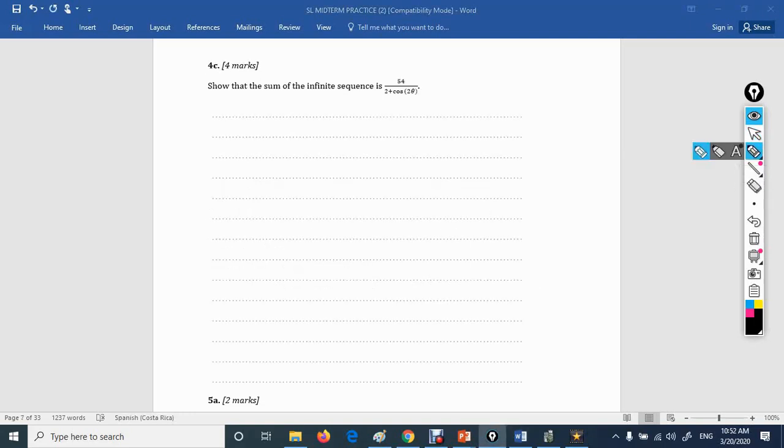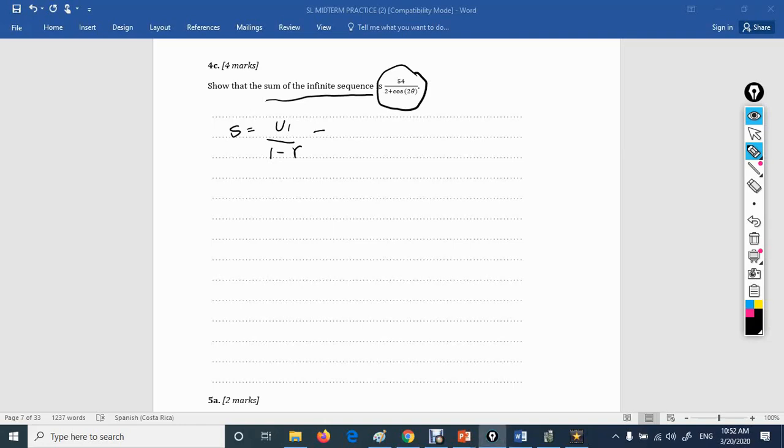So finally, we have this question from part 4c. And they ask us to show that the sum of the infinite sequence is equal to 54 over 2 times 2 plus cosine of 2 theta. In order to do this, we need to remember the formula for the sum of an infinite geometric sequence. So S is equal to the first term divided by 1 minus the common ratio. Now, we don't have to really memorize this one because it's in the booklet. But what they do expect us is to know how to apply it in this case.